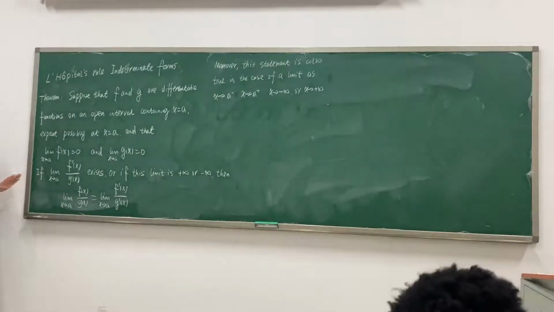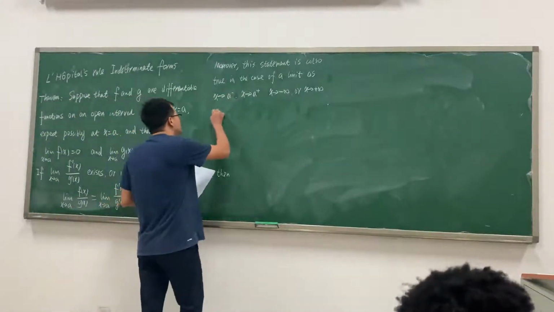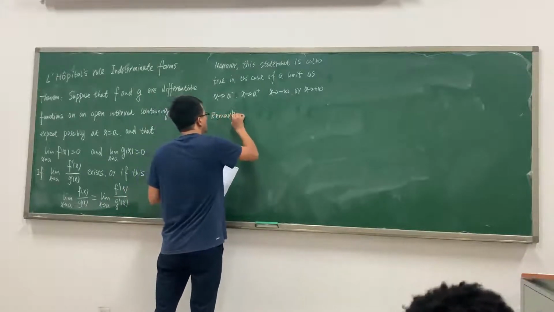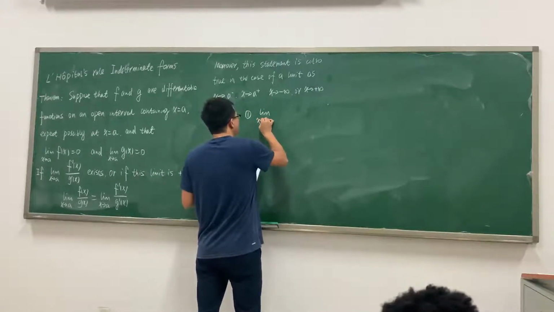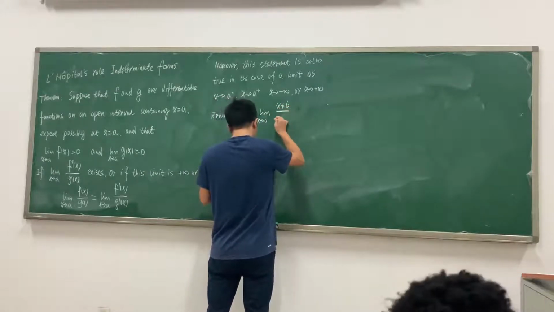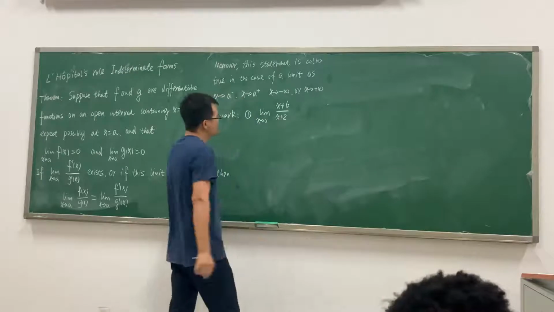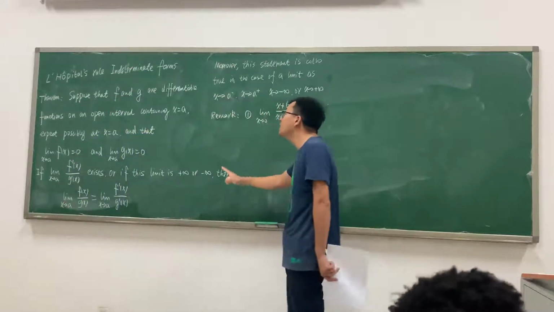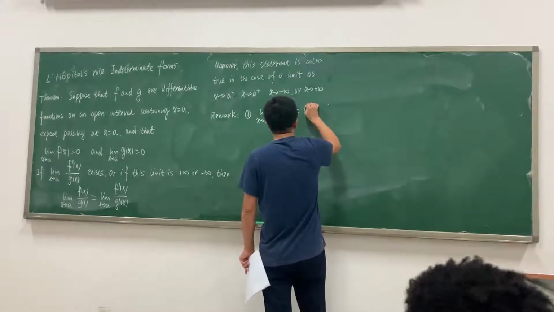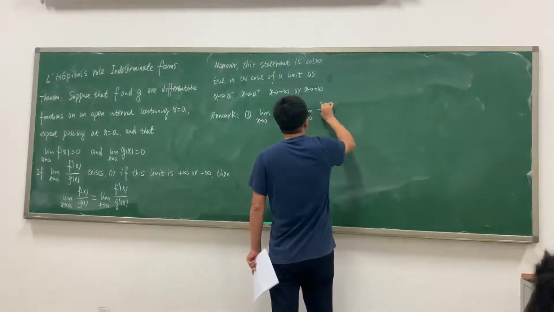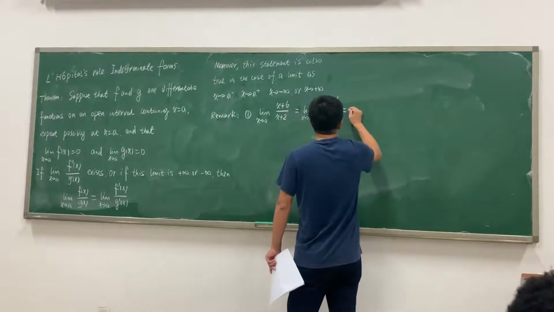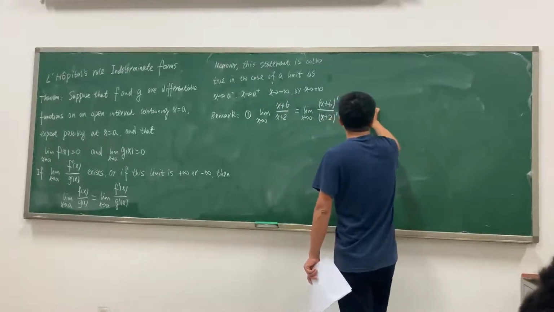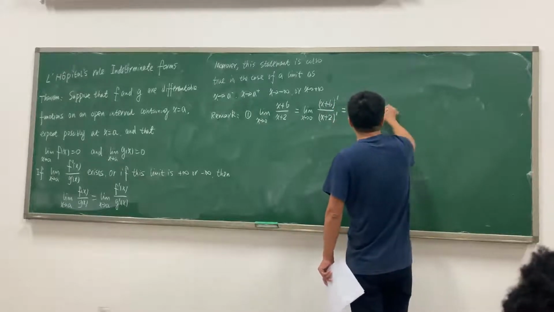So about this rule we have three remarks. Okay, the first remark is here. Now let's see this limit: the limit as x approaches 0 of x plus 6 divided by x plus 2. For this limit we use L'Hopital's rule, so it equals the limit as x approaches 0 of the derivative of x plus 6 over the derivative of x plus 2. This derivative is 1, and this derivative is 1. So the limit is 1.